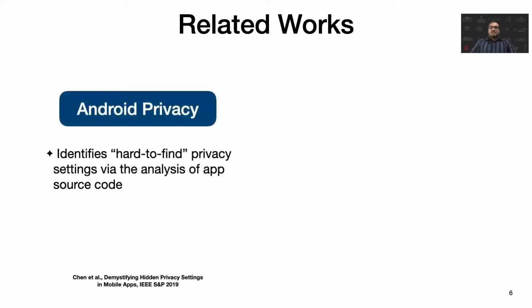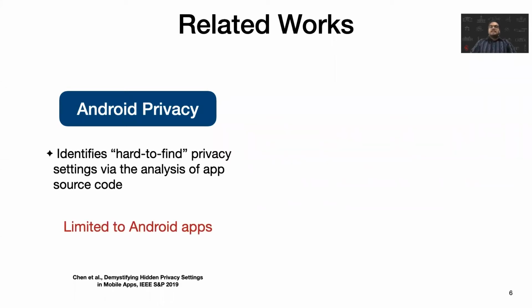The prior work in this field can be broadly categorized into two categories. The first is Android privacy. In this, Chen et al. proposed a system called Hound to locate hidden privacy settings in Android apps. However, this does not address the problem of web privacy.